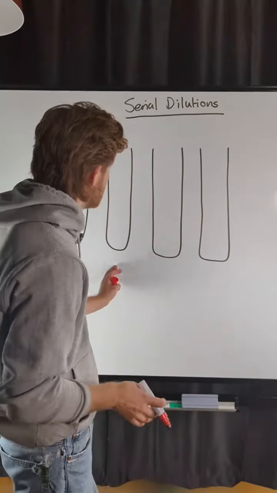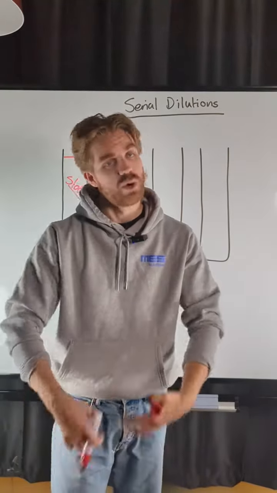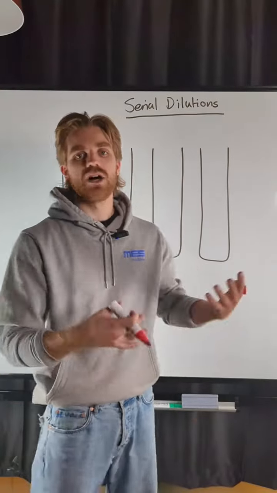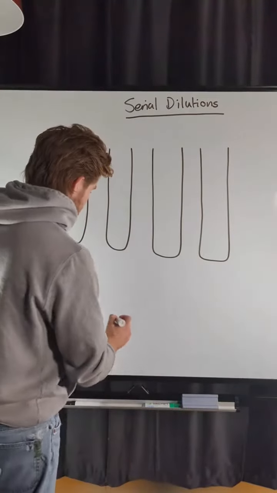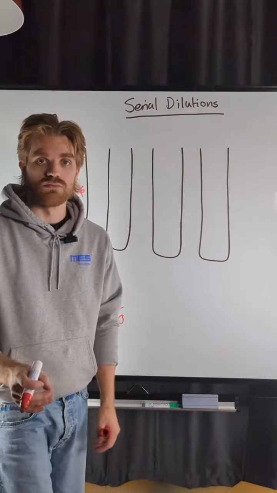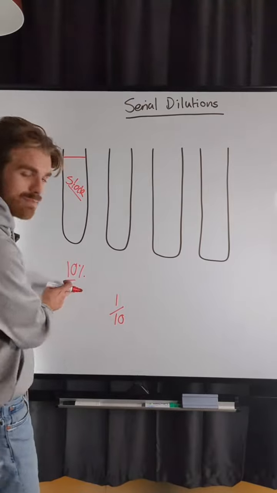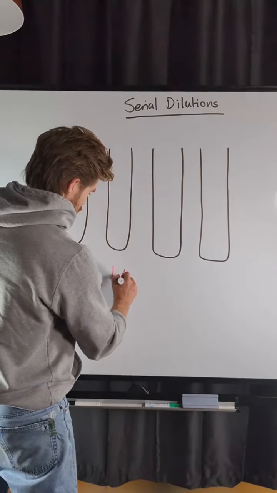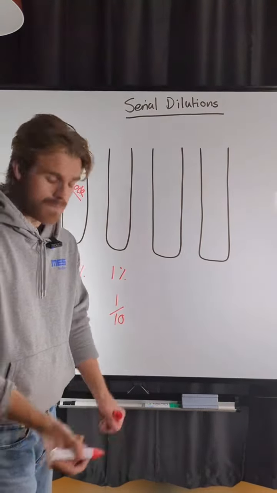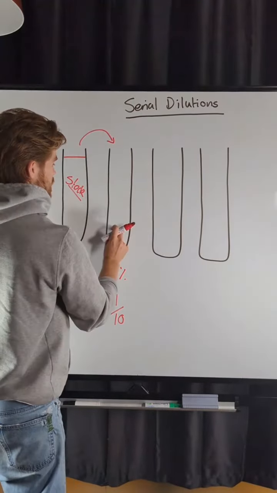So our first dilution is going to be 10 times more dilute, or 10 times less concentrated, than our stock solution. We could describe this as being a 1 in 10 dilution. So, well, what's 1 in 10 of 10%? Well, that's going to be 1%, isn't it? So the first thing I'm going to do is I'm going to take some of my stock solution and put it into my test tube.